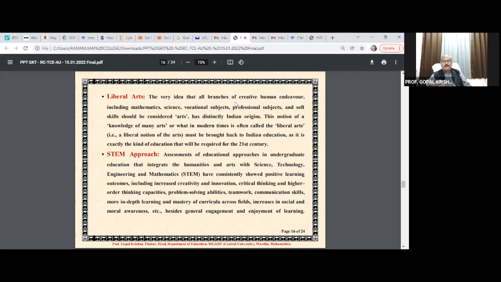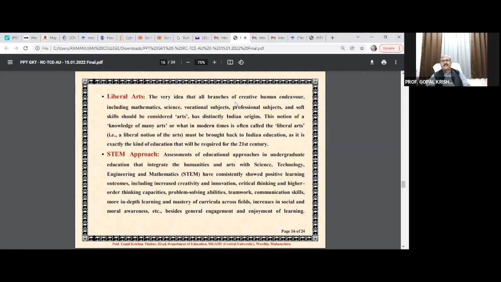And then we have the STEM approach that this national education policy document suggests, an assessment of educational approaches to undergraduate education that will integrate humanities and arts along with science, technology, engineering, and mathematics. So this is what is suggested. Because any particular engineering, technological, or medical education is void of Indian values or other humanities-related spirits, we are finding it difficult nowadays for our professionals to cope with the practicalities of life. So in order to bridge that gap, this has been visualized.